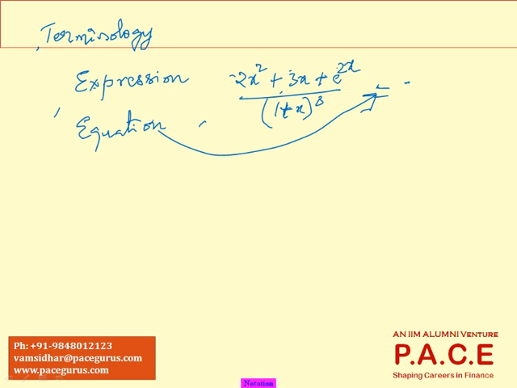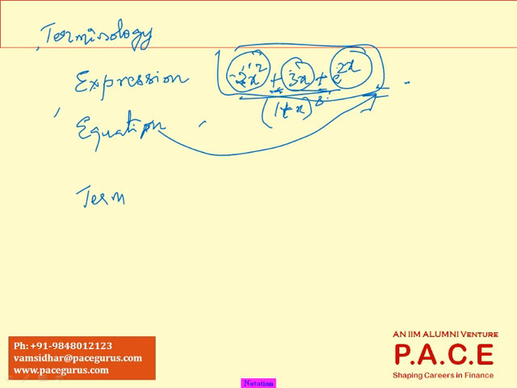And anything that is joined by a plus sign, we call them as terms. So which means this is one term, this is one term, this is one term. Where plus or minus separates them, we call them as terms. Whereas where a multiplication or a division separates them, we call them as factors, which means this is one factor, this is another factor. Wherever you find multiplication or division separates, we call them as factors. Otherwise, we call them as terms.